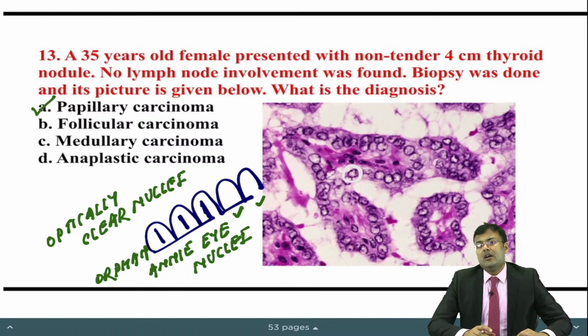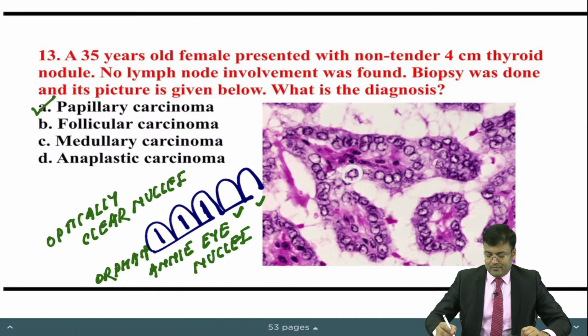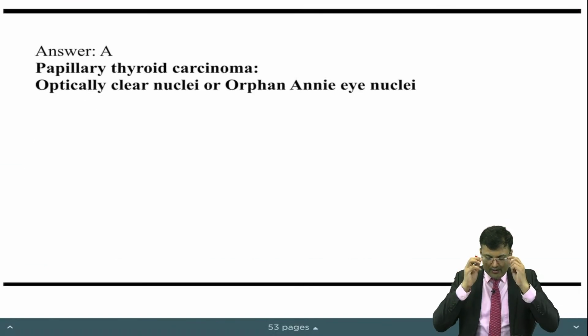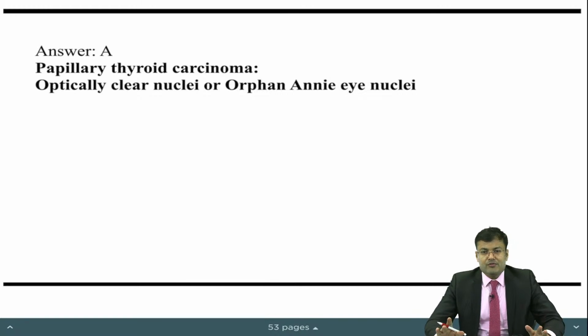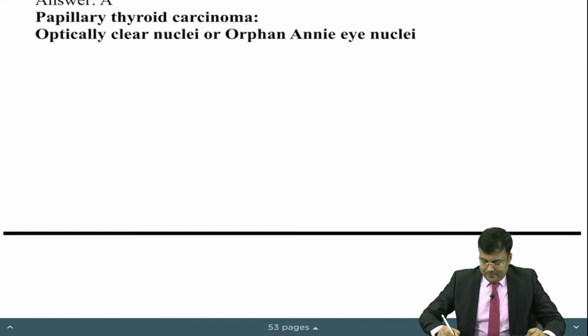Easy question, frequently asked question. It is papillary carcinoma. Okay. So in papillary carcinoma, you are going to find optically clear nuclei, also known as Orphan Annie eye nuclei.